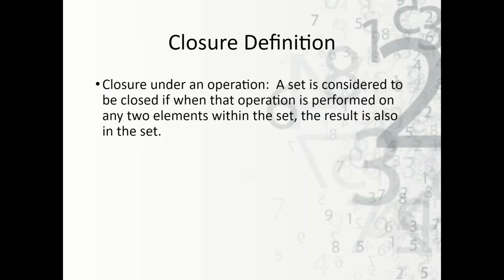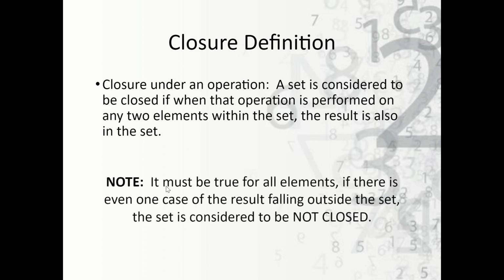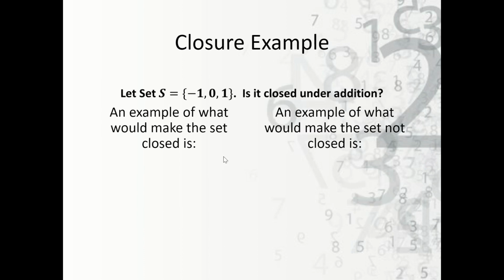Now, closure definition. What does closure mean? Closure under an operation means a set is considered to be closed if when that operation is performed on any two elements within the set, the result is also in the set. Okay, note that this must be true for all elements in the set. If there is even one case where the result falls outside the set, then it is considered to be not closed. Okay, so let's take a look at what this means.